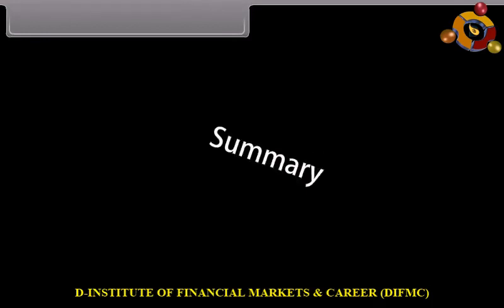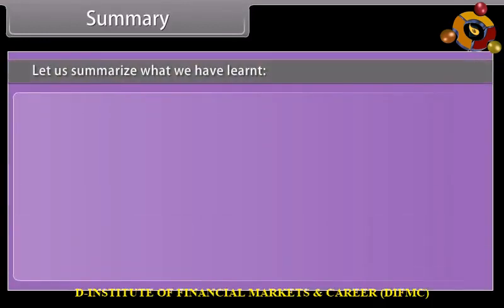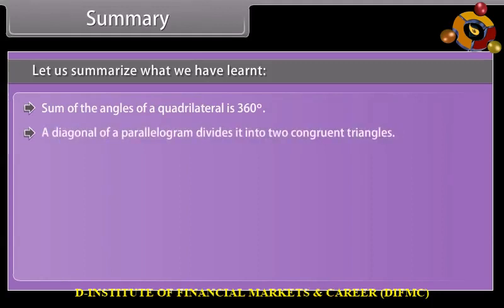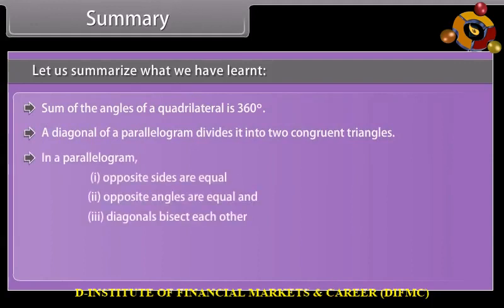Summary. Let us summarize what we have learned. Sum of the angles of a quadrilateral is 360 degrees. A diagonal of a parallelogram divides it into two congruent triangles. In a parallelogram, opposite sides are equal, opposite angles are equal, and diagonals bisect each other.